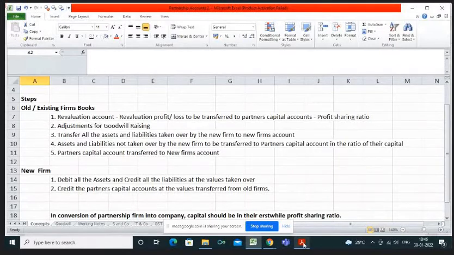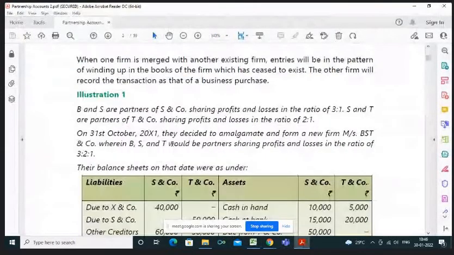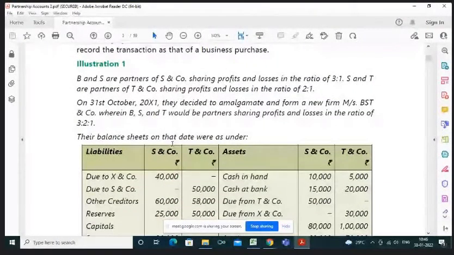So I am proceeding to illustration number 1. The question is that B and S are partners of S and Co, sharing profits and losses in the ratio of 3:1. S and T are partners of T and Co, sharing profits and losses in the ratio of 2:1. On 31st October 2011, they decided to amalgamate and form a new firm, M/s BST and Co, wherein B, S, and T would be partners, sharing profits and losses in the ratio of 3:2:1.